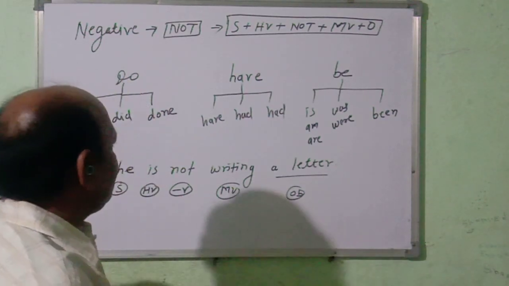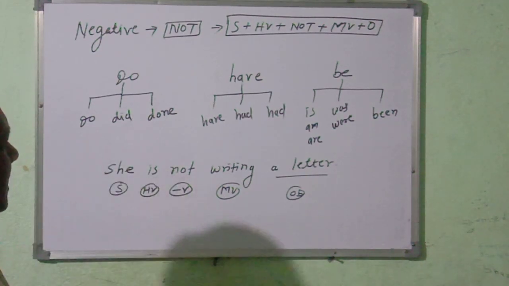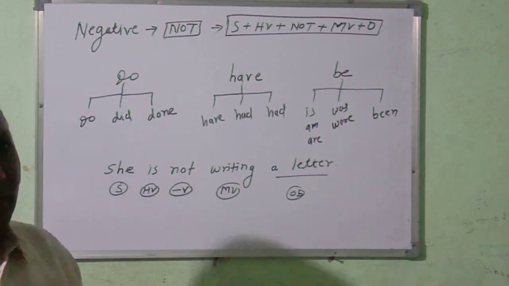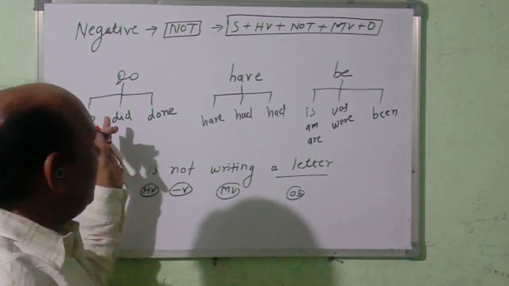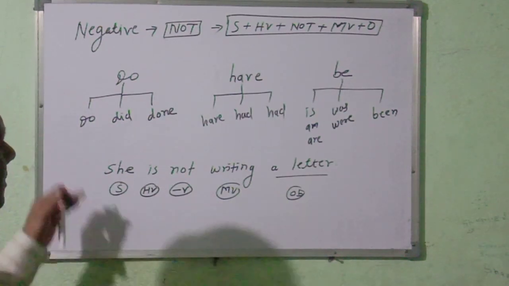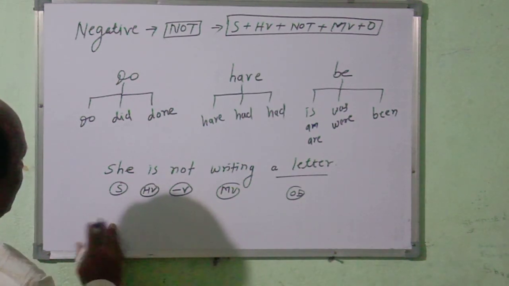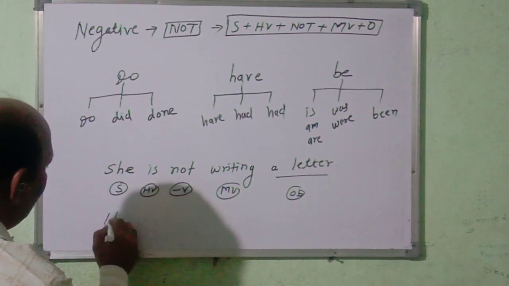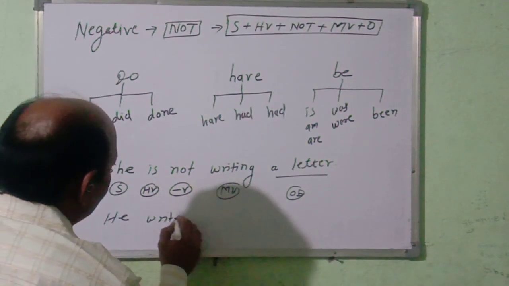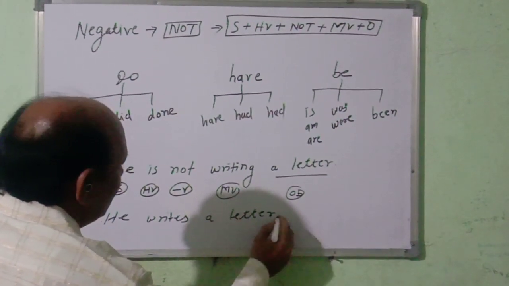One more thing: when you are talking about the negative sentence, at that time we have to take the help of the subform of the do helping verbs, or the do primary verbs. Which type of sentence do we have to create? I am writing one example here: He writes a letter.